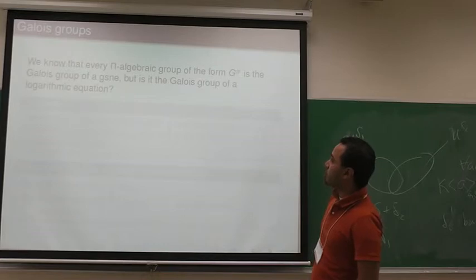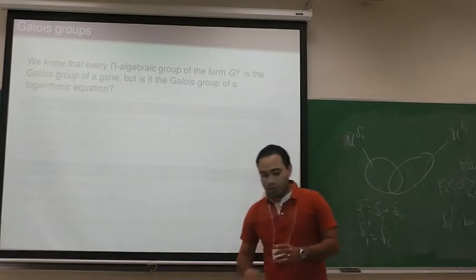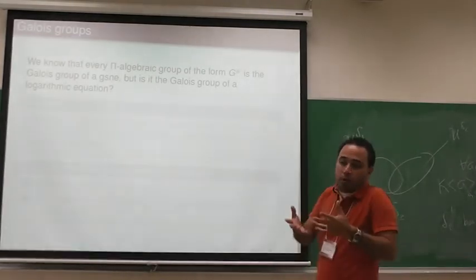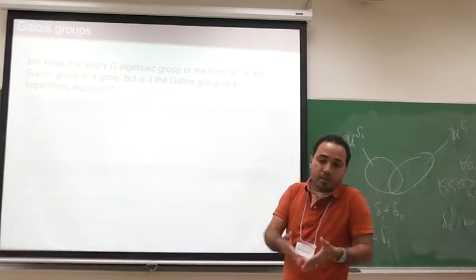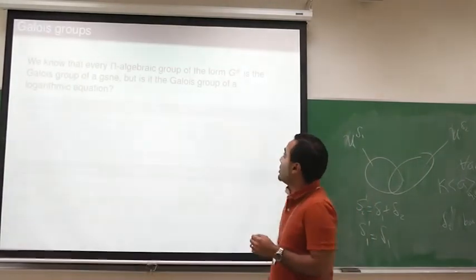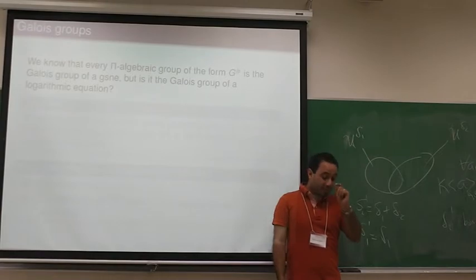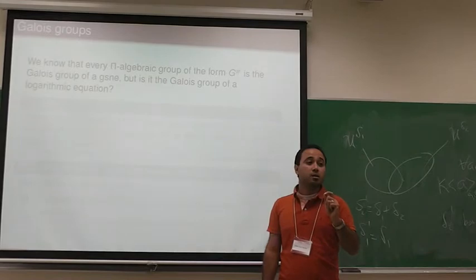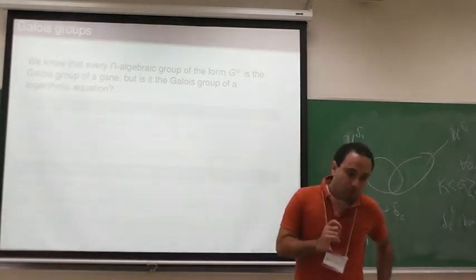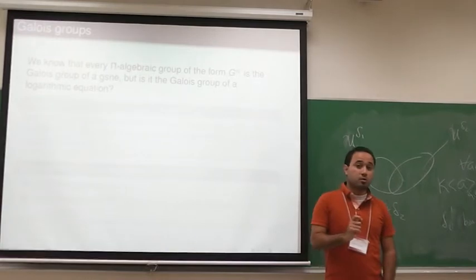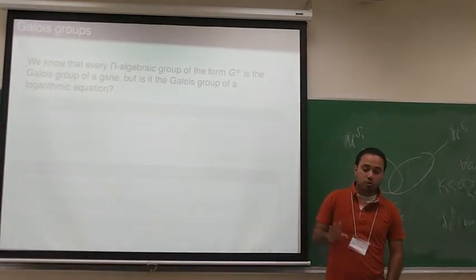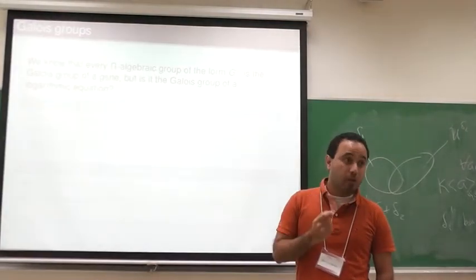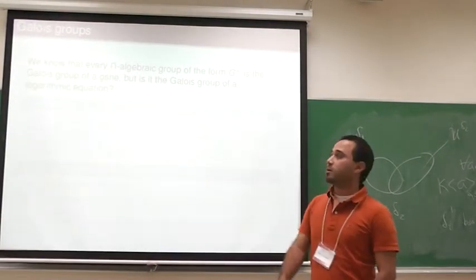Now, how about the other part? So this was one question: whether the extension is given by solutions to logarithmic equations. How about groups? If I give you a differential group, is it a Galois group? Well, it is going to be the Galois group of a generalized strongly normal extension. That's a fact. If you take a differential algebraic group, it is a Galois group of a generalized strongly normal extension. But now, is it the Galois group of a logarithmic equation? That's a different question, right?